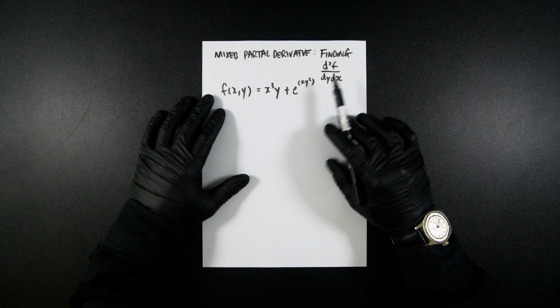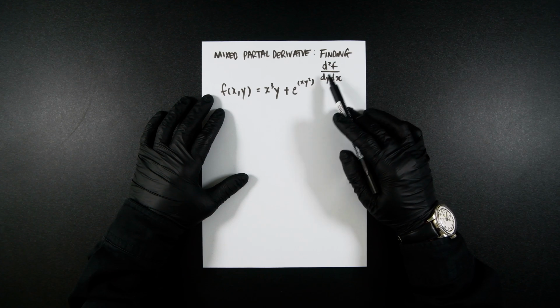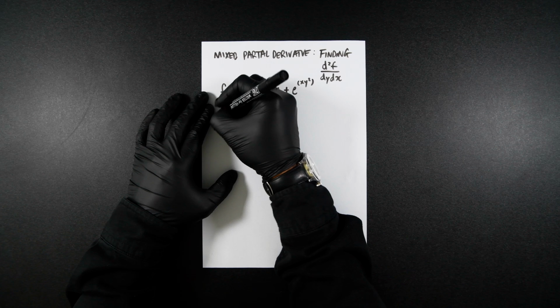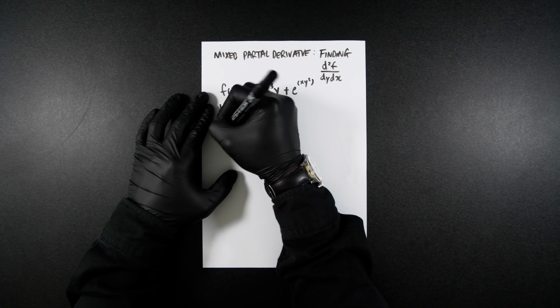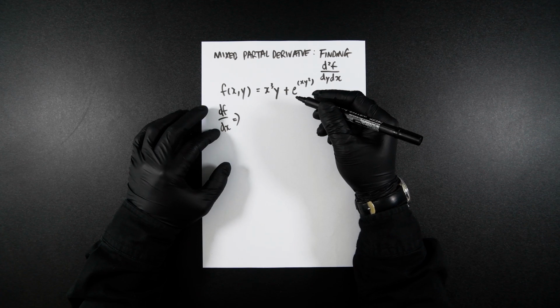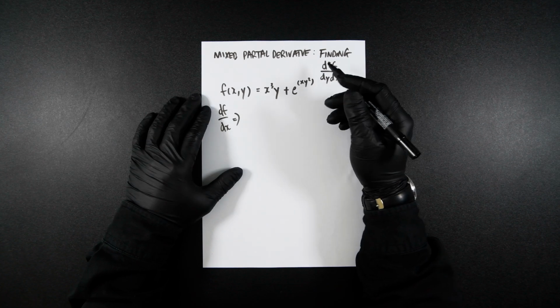Let's find out what the mixed partial derivative of this is. Our end solution is going to be d squared f over dy dx. So firstly, let's do df dx. When you're differentiating in terms of x, you ignore or hold constant the y values.